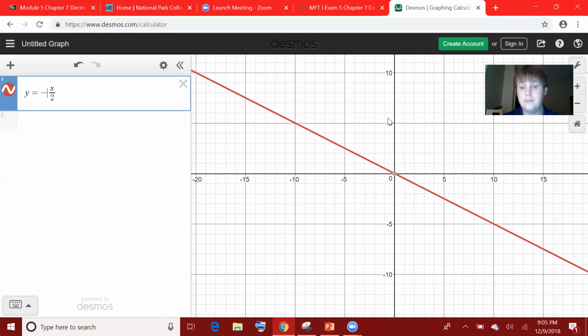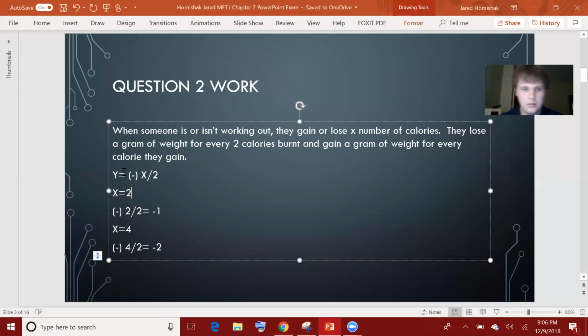So as you can see, our graph was going this way. Now it's going this way. But in the end, the work still comes out pretty good. When x is 2, y is now negative 1, whereas it was 1 earlier. And likewise, y is now negative 2 when x is 4, whereas it was on the positive side, up here, when we did it. Moving right along.